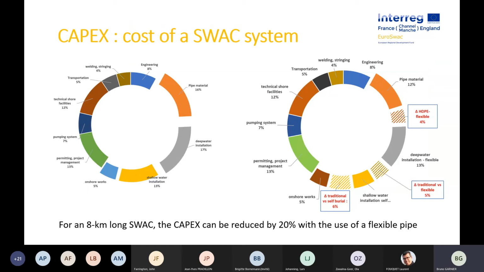Here you can see the three parts in red are the parts that the cost can be cut by using a flexible pipe. We have the pipe material that will be reduced, the deep water installation that will be reduced, and the shallow water installation that will be reduced.